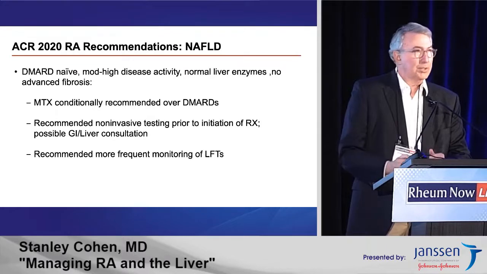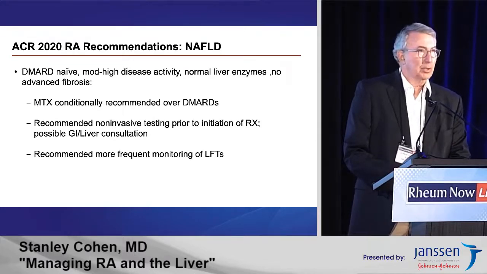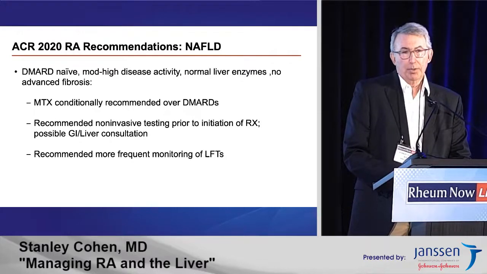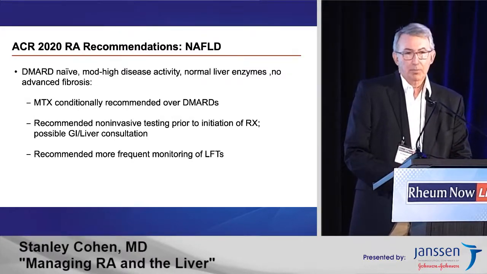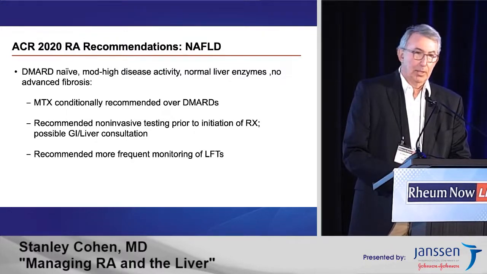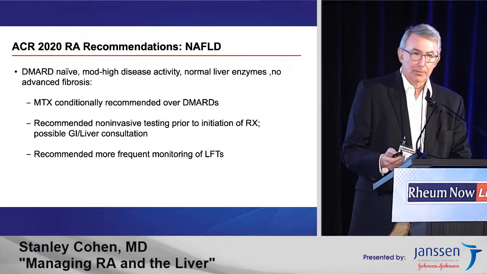Their rationale was that methotrexate is the most commonly used therapy for this type of patient, DMARD-naive, moderate to high disease activity, and that we were probably already treating these patients, and therefore it was reasonable to continue doing this with proper oversight and help from our colleagues in the GI liver field.